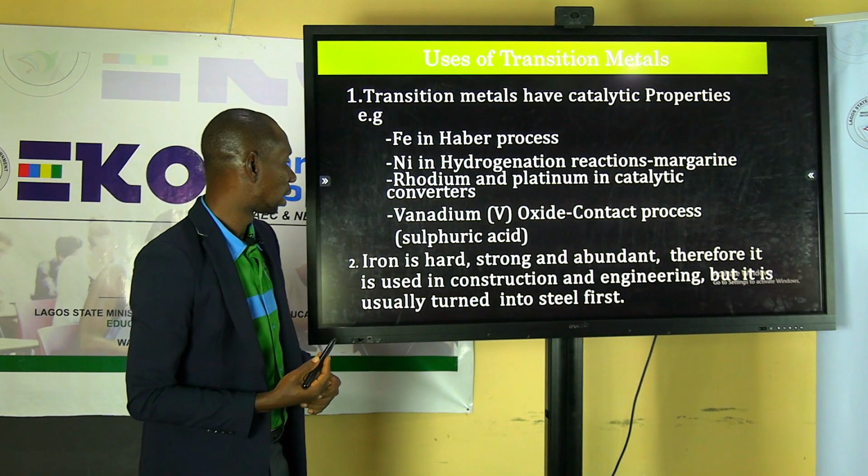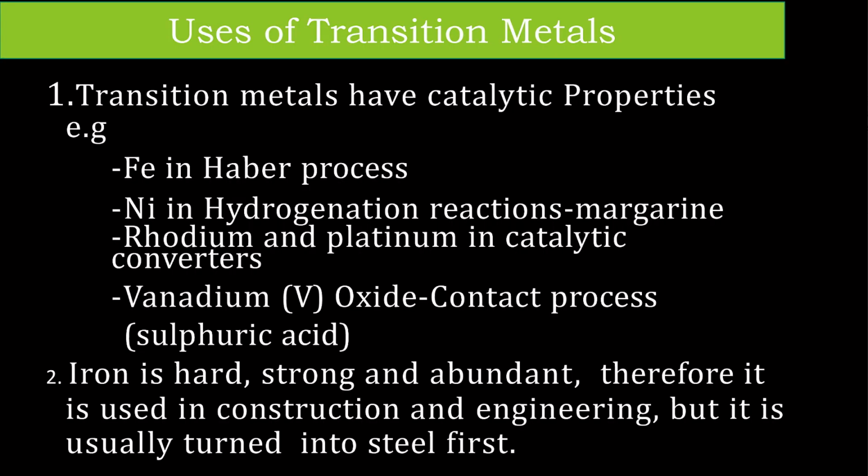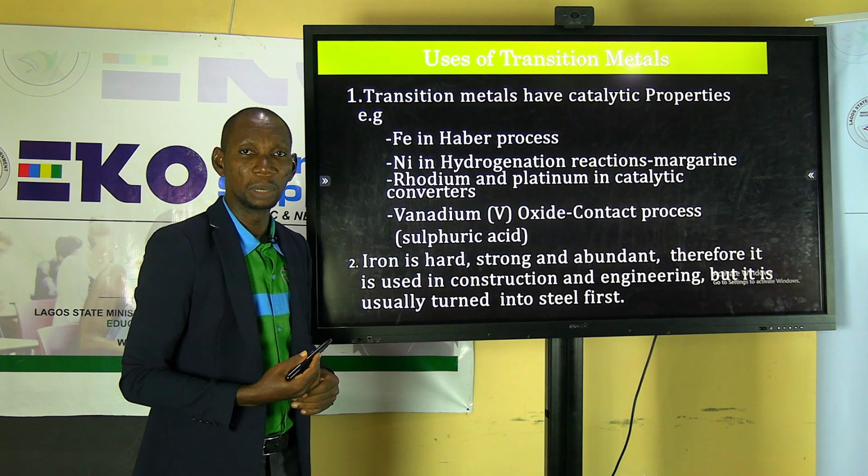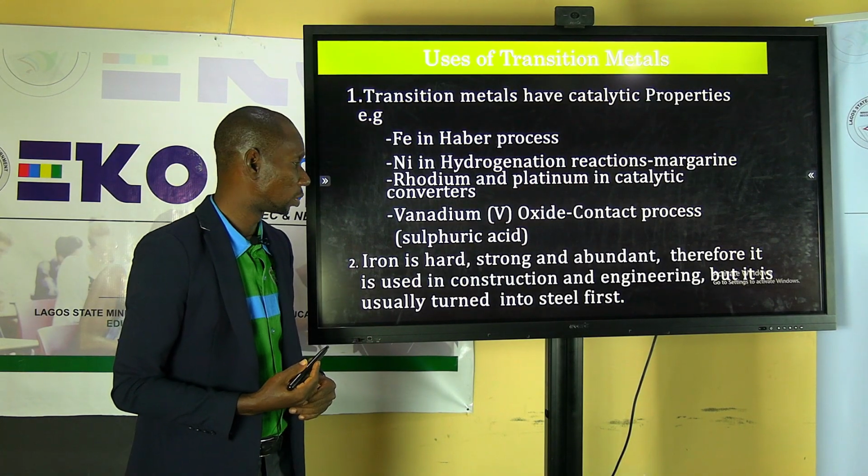Iron is another very useful transition metal. It is very hard, it is strong, and it is abundant. In fact, Nigeria is richly blessed with iron. We have huge deposits of iron in Ajaokuta. Iron is used in construction works.